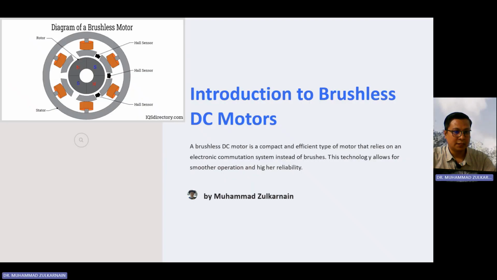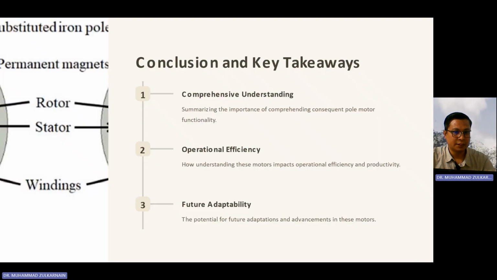Conclusion, in the pole motor, and key takeaways. We have three here. The first is comprehensive understanding, and the second is operational efficiency and future adaptability. So comprehensive understanding is summarizing the important points, comprehending the consequent pole motor functionally. So you need to understand first the concept of the pole motor, and then you can understand how to implement it in the site.